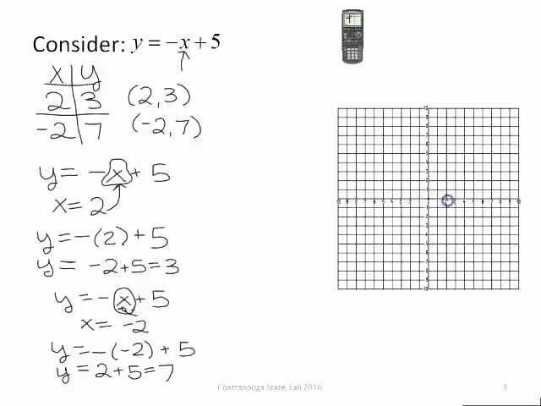Now I go over here to my graph and plot those points. Positive 2, positive 3 is here. Then I want negative 2, positive 7. So there are my ordered pairs. Now I just draw my line.